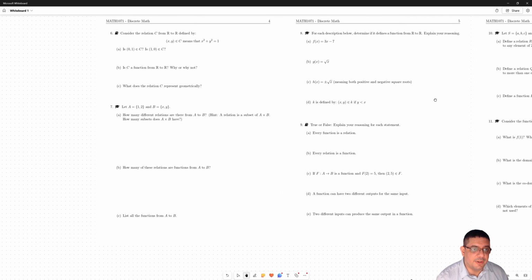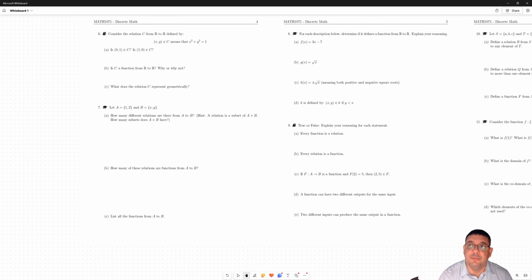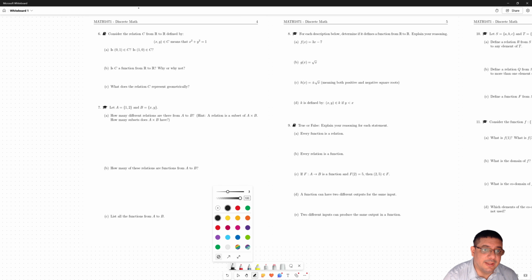Now moving on, question number 6. We're considering the relationship of the unit circle. We have spoken quite a bit about the unit circle. This unit circle is likely not going to give me a function. Why? Because the same input is going to give me multiple outputs. So (0, 1) also matches with (0, minus 1). When x equals 0, we get y squared equals 1, and that gives me y equals 1 or y equals minus 1. So it's not a function.